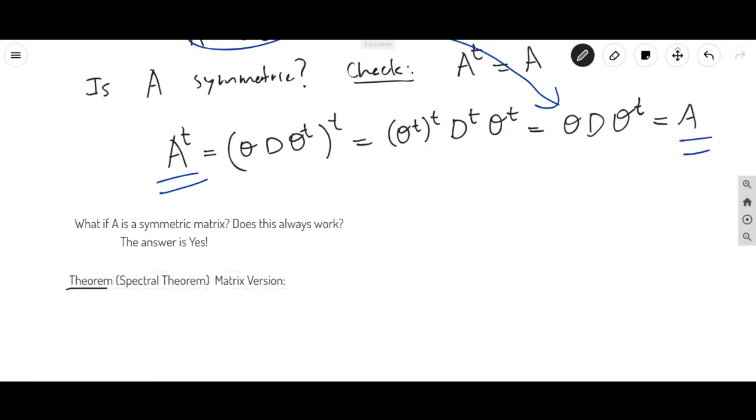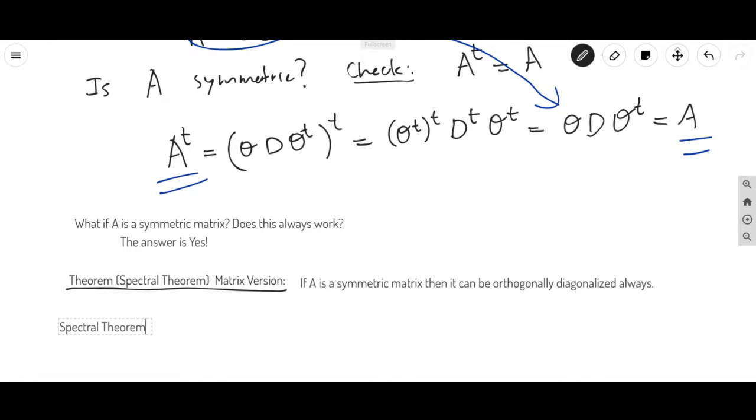So the spectral theorem says that if A is a symmetric matrix, then it can be orthogonally diagonalized. Always. You can always do that no matter what. And then the spectral theorem, this is the linear map version, the more sophisticated, abstract version, though they really are saying the same thing.